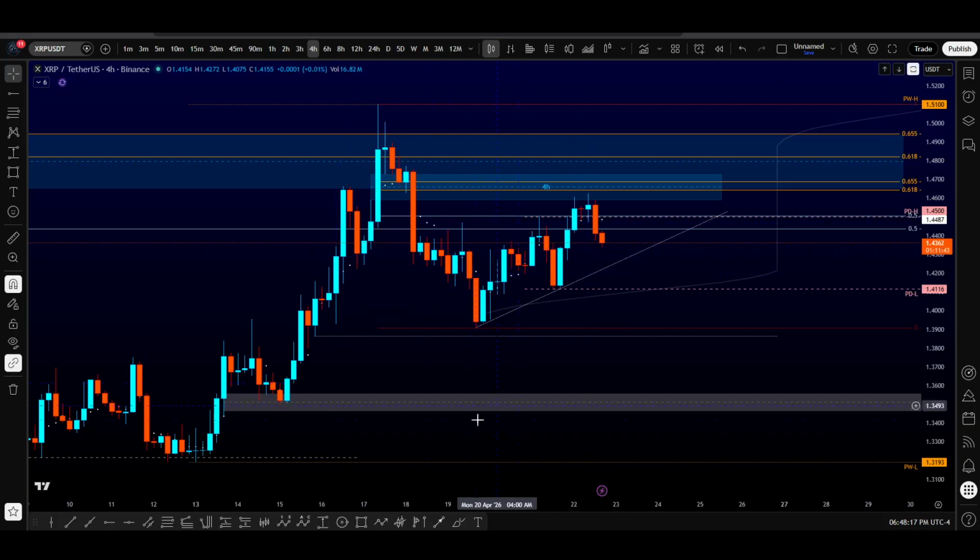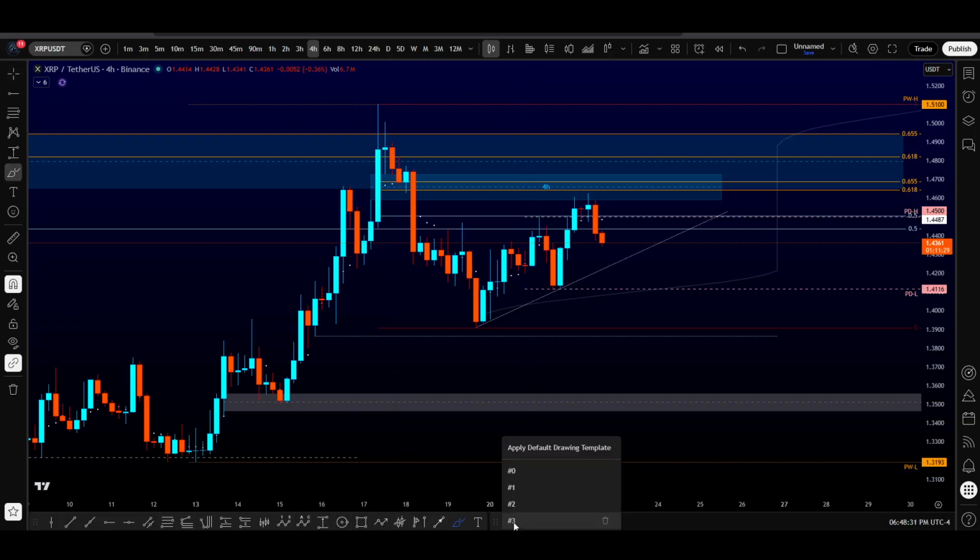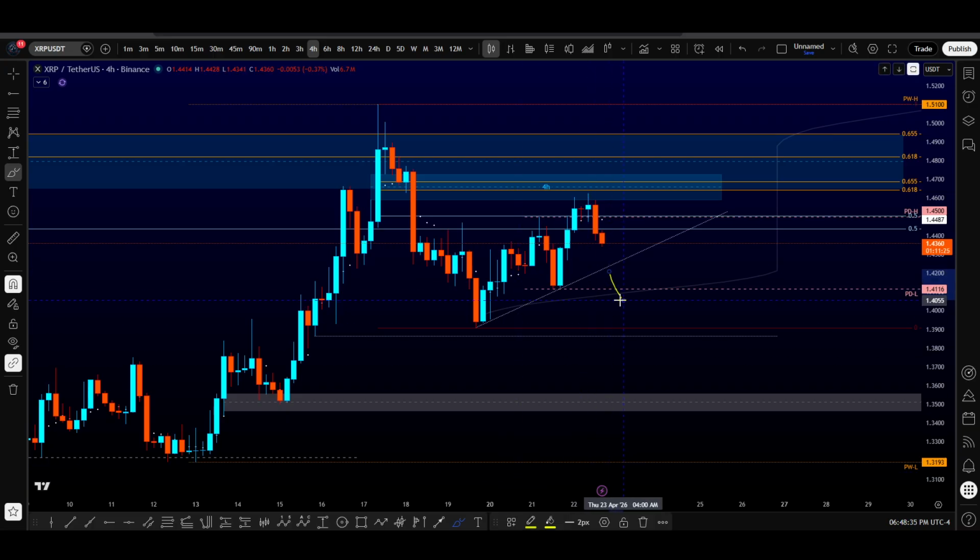Might continue up. Looking at the 4 hour, short trades are working out right now, but who knows? We might just come down, tap this level. Hold on a second here. Yeah, so we might just come down, tap this level, and then continue moving to the upside, right? That is a possibility.